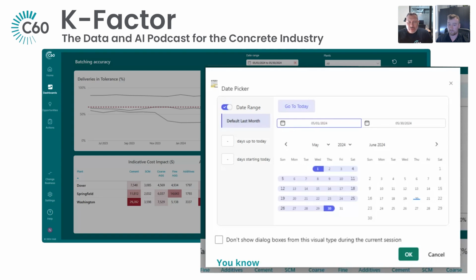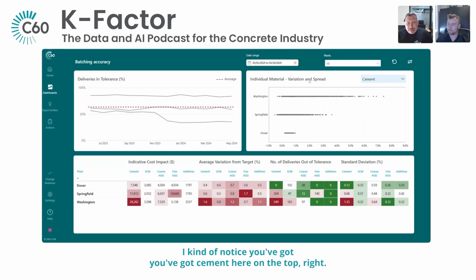Yeah. Now, what about, I noticed you've got cement here on the top right, and I'm looking at an individual material in that graph. What am I looking at? What are all those little dots and those lines on that graph?